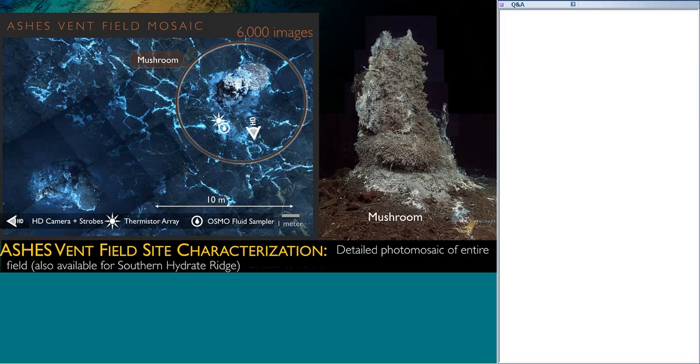We also have, for both Axial as well as the southern hydrate methane seep site, we photomosaic the entire hydrothermal and seep sites. So we have photomosaics that show you where all the sites of venting are. In this case, all that white area on the basalt is where there's fluid exiting the seafloor. For ASHES, we also have photomosaics of every single chimney. So again, those data are available for folks.